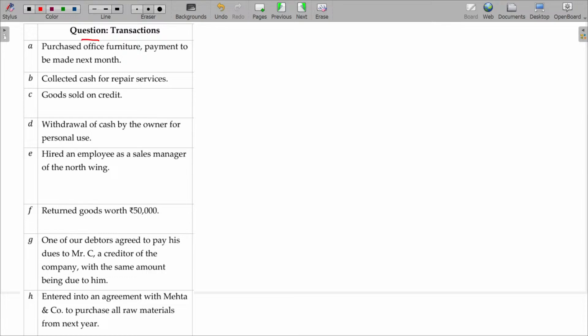Purchased office furniture, payment to be made to the next month. Asset increases or decreases? Remains unchanged. Asset increases. Okay. Asset increase. What could be the impact? Asset value increase as well as creditors. The payment is going to be done in the next period, then creditors will also increase. So asset increases.